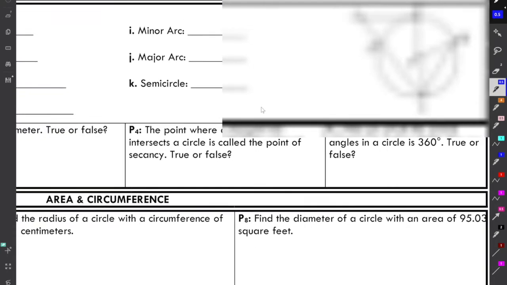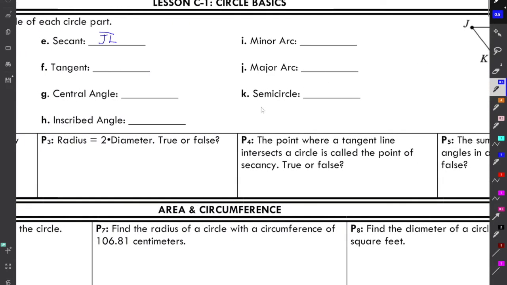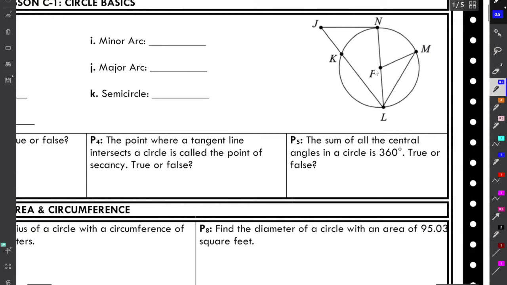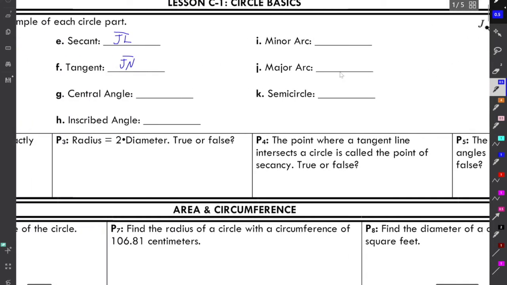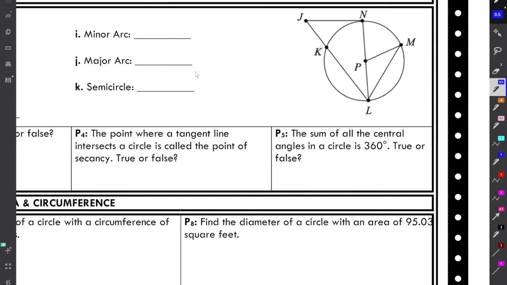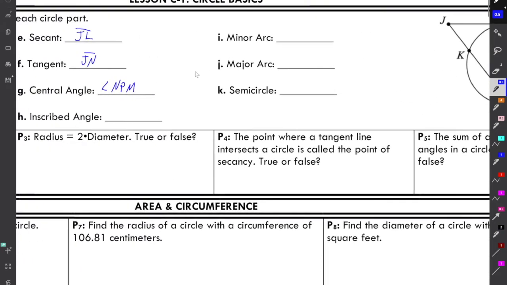Okay, so let me rewrite my tangent real quick. Central angle, again, vertex being the center of the circle, so P is the vertex. So I'll say, how about angle NPM? That works. Not the only one. An inscribed angle is an angle where the vertex is on the circle, not at the center of the circle, so on the edge of the circle. In this case, an example of that would be angle JLN.